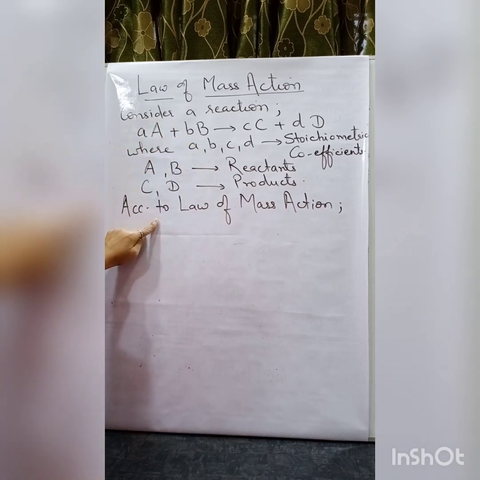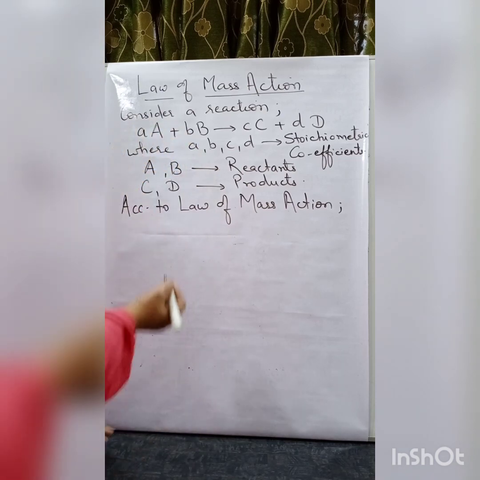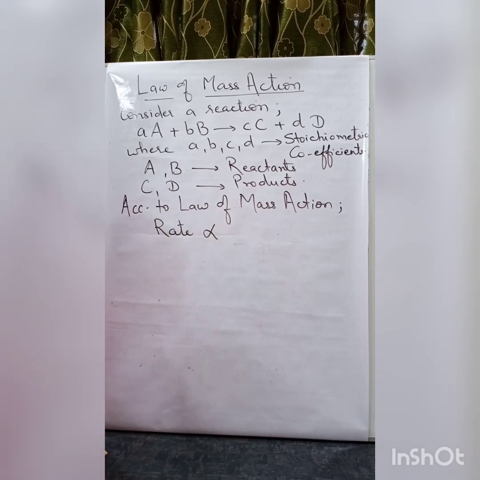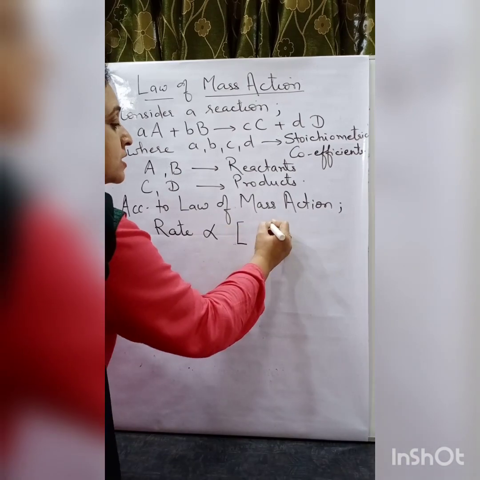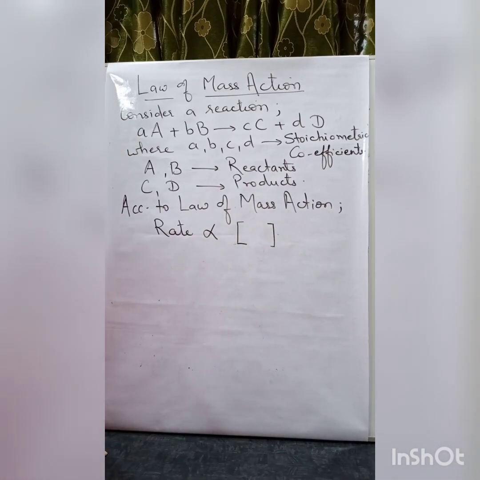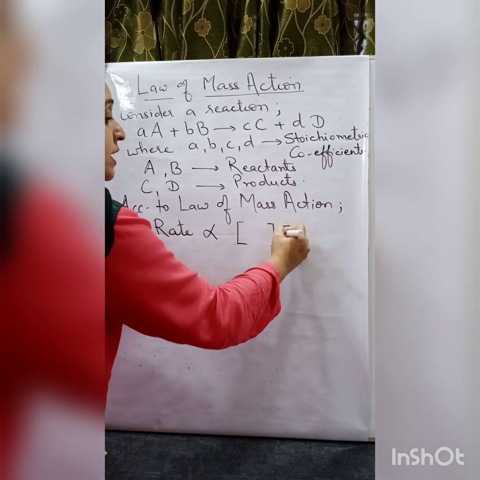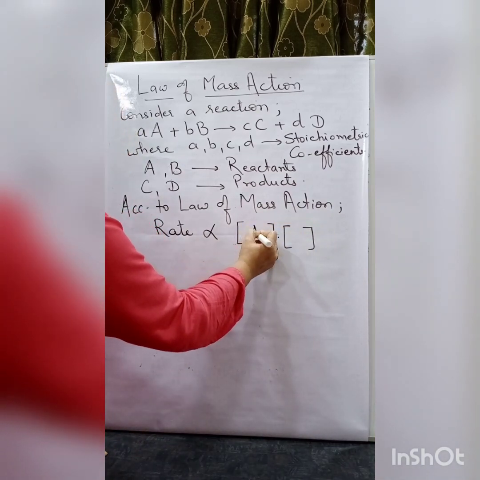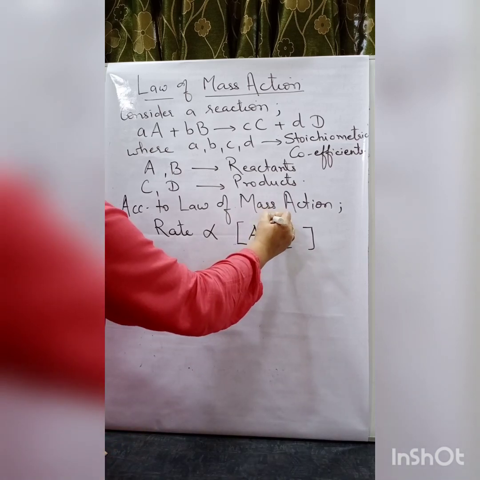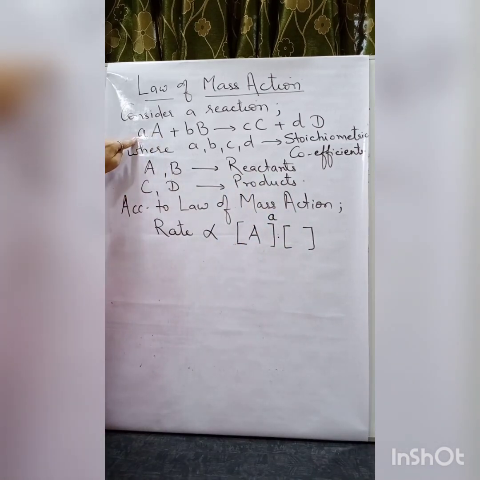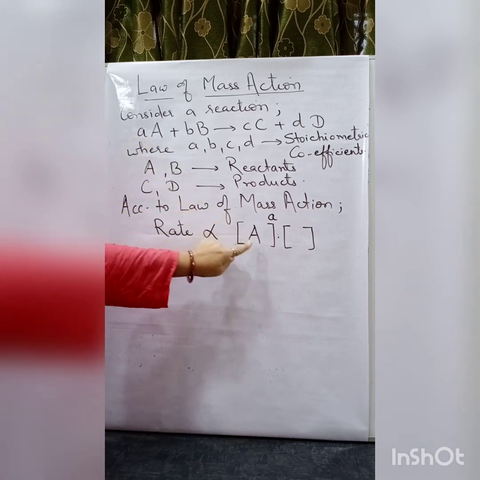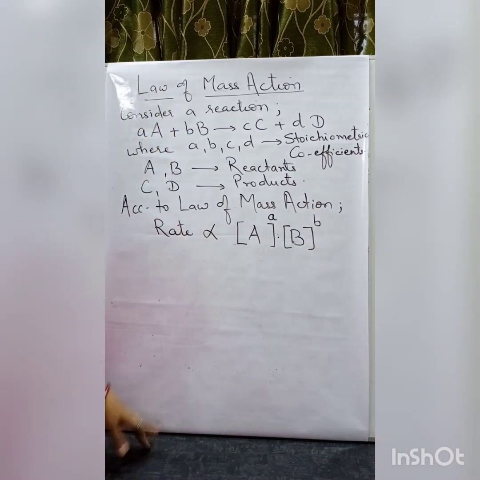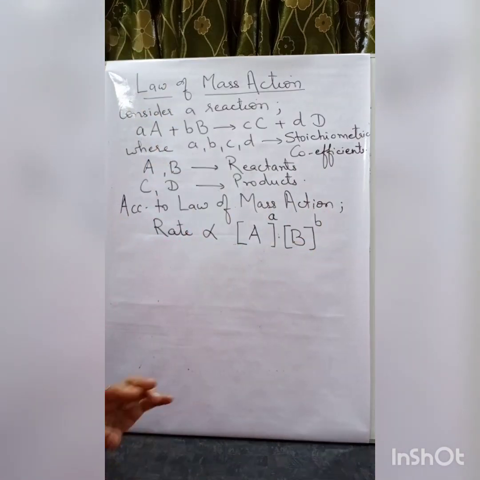So how will we write the expression for the law of mass action? Rate of reaction is directly proportional to, and how do we represent concentration? Square brackets. Since we have two reactants, we make two square brackets: concentration of reactant A raised to its stoichiometric coefficient. What is the stoichiometric coefficient of A? A raised to a and B raised to power b. This is the law of mass action.